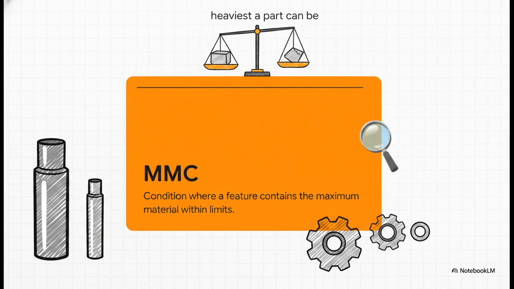For an external feature, like a shaft, MMC means it's machined to its largest allowable diameter. But for an internal feature, like a hole, MMC actually means it is drilled to its smallest allowable diameter. Why? Because a smaller hole means more metal is left on the physical part itself.